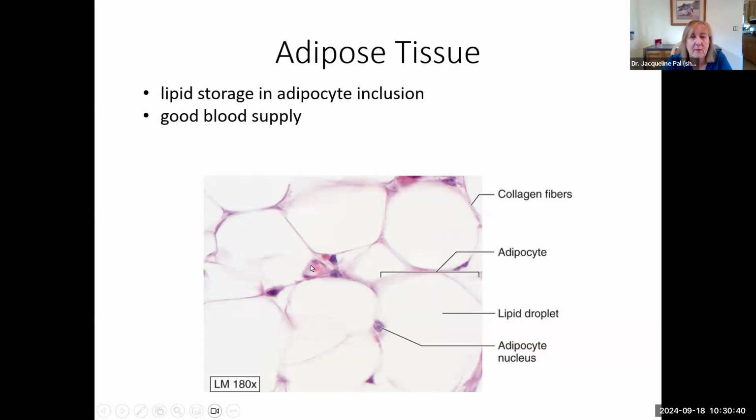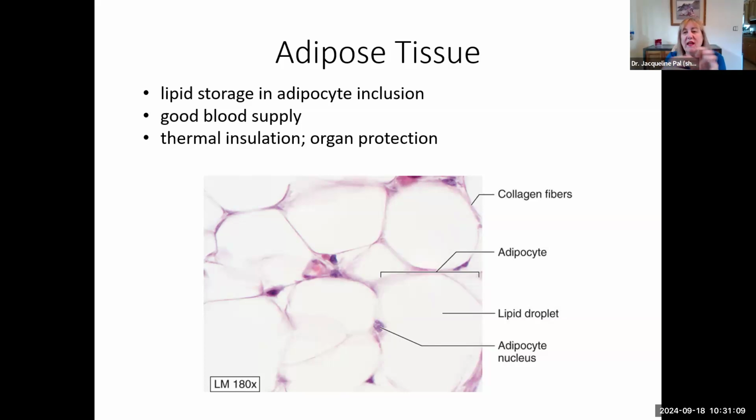And there's a great blood supply. We see lots of little capillaries all over the place because we need to be bringing stuff in. And when we break down the lipids, that's going to be a source of energy. So we need to have good blood supply here going on. Adipose tissue also is good thermal insulation, keeps you warm, and also is great organ protection.